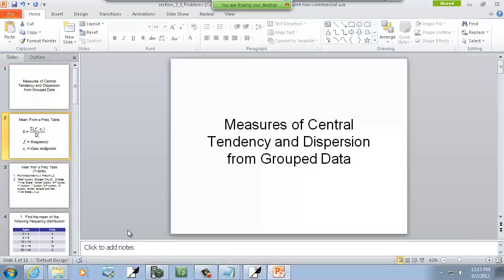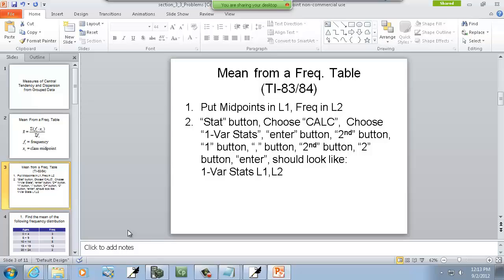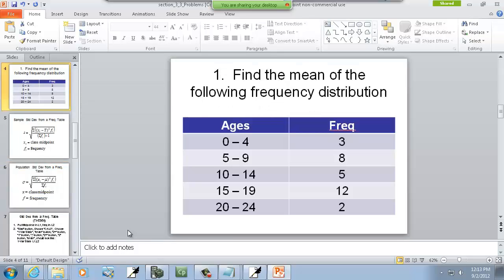Well, our first one here is mean from a frequency table. We have x bar is equal to, and then we have our sigma notation, that's adding together, f times x, where f is frequency and x is class midpoint. And then down below we divide by the sum of the frequencies. Now here's how we do it with technology. We'll come back to that. Let's first do it by hand, then let's do it via technology.